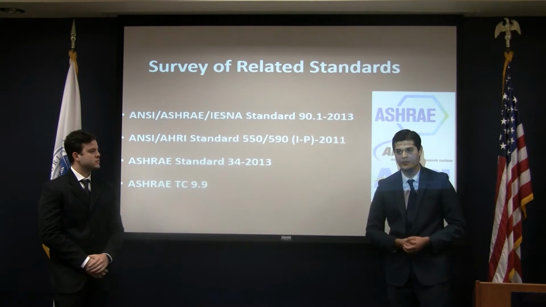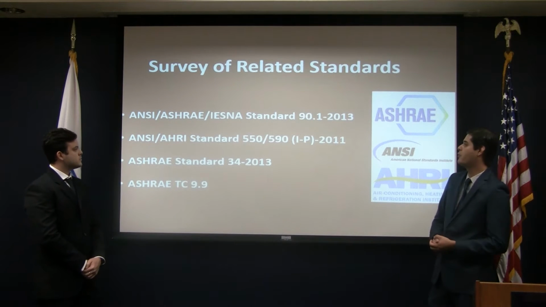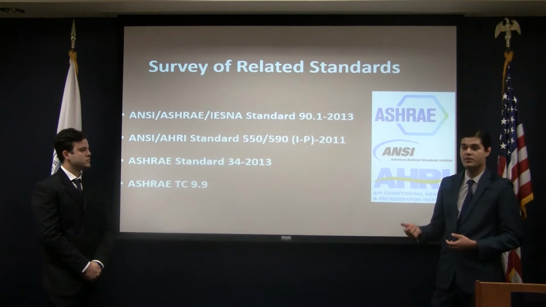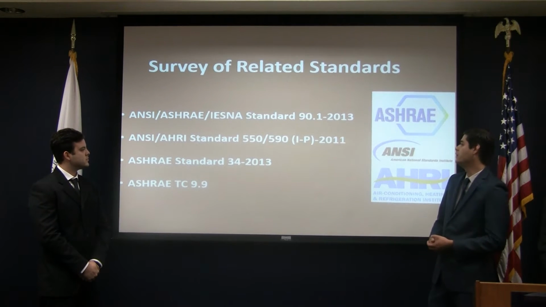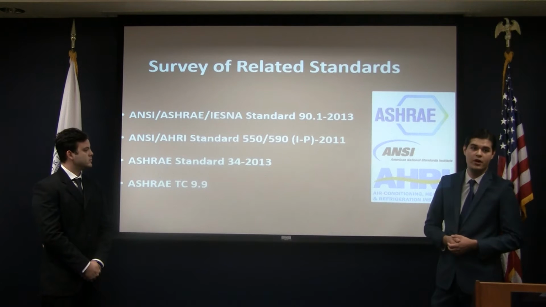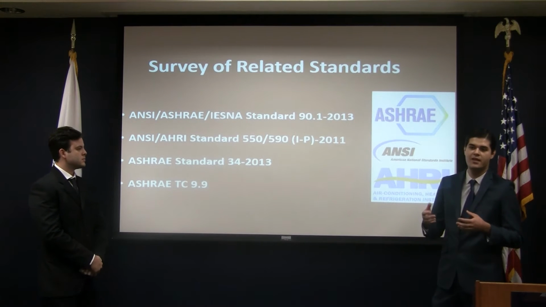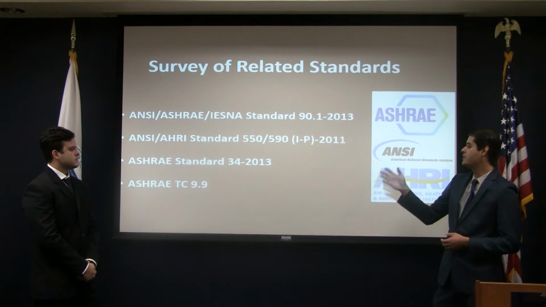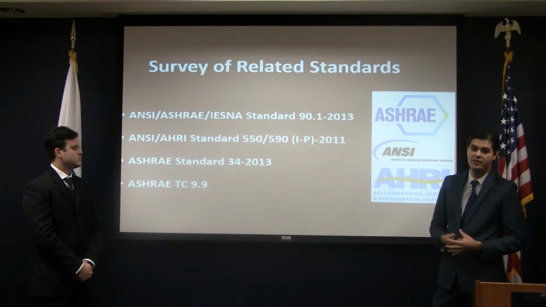As far as the standards to be used in this project, these may be considered the main ones. The first one is ASHRAE Standard 90.1, which addresses the minimum energy requirements for buildings and equipment used in buildings, including chillers. AHRI Standard 550/590 addresses the performance ratings for water chillers that use the vapor compression cycle. ASHRAE Standard 34 classifies refrigerants into 6 different groups according to their toxicity and flammability. And lastly, ASHRAE Technical Committee 9.9 provides different thermal guidelines that are useful for data center design.